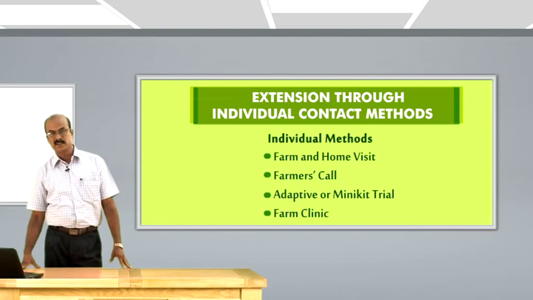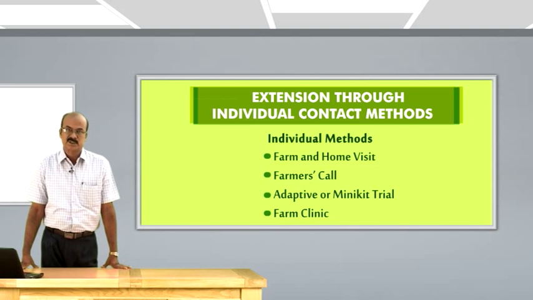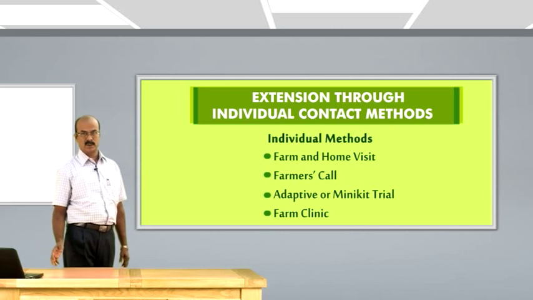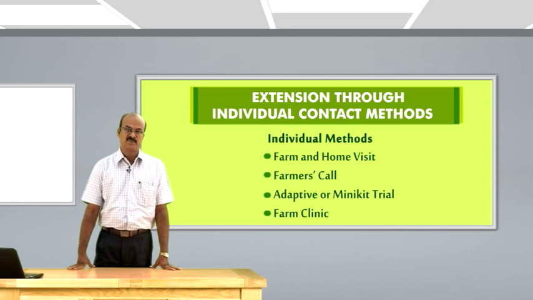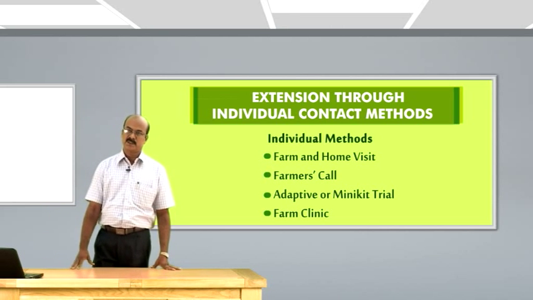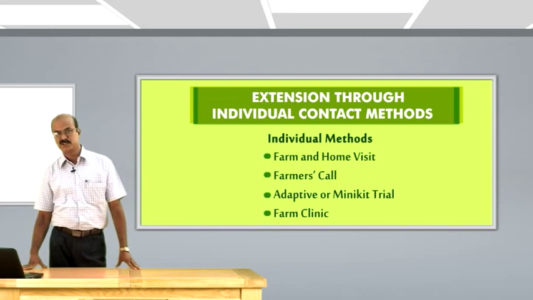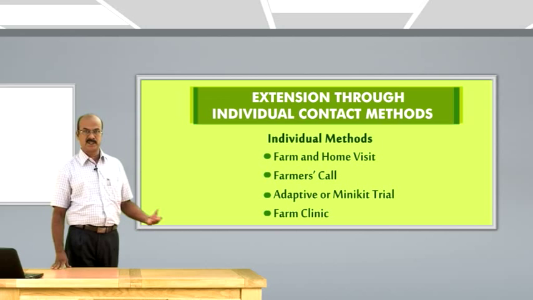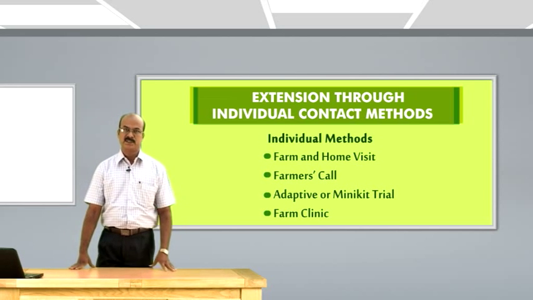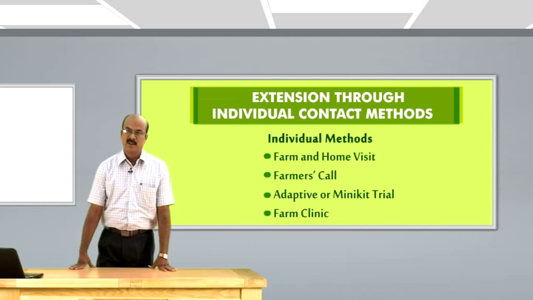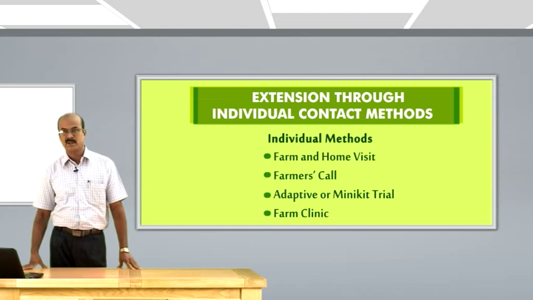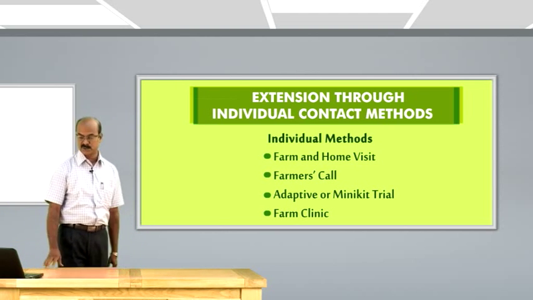Another method, again under individual contact, is a farmer's call. The clients or the farmers want to clarify some information or get some ideas from the extension worker. He may call the extension worker either at his office or at the place in which the extension worker is available. The extension worker accordingly passes on the information in response to the farmer's call.